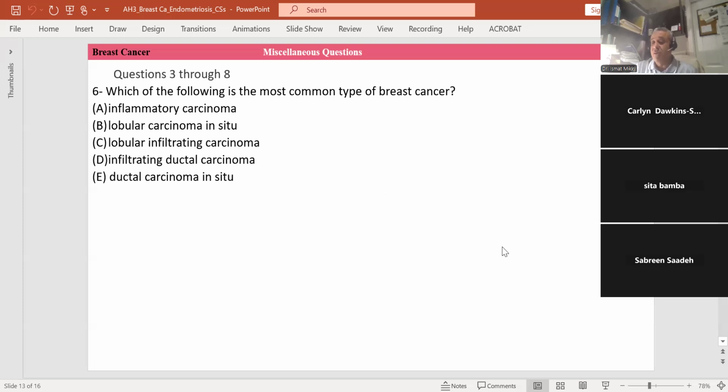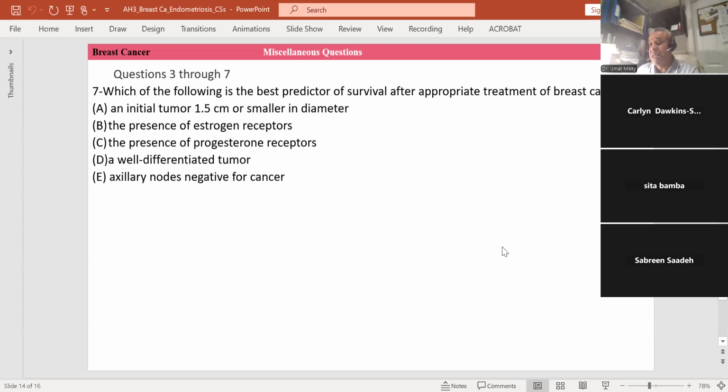Which of the following is the most common type of breast cancer? The most common type is the invasive one, which is the infiltrative one, the D type. It's the infiltrating ductal carcinoma, which accounts for about 65 up to 80% of all breast cancers. Infiltrating lobular carcinoma accounts for about 10 to 14%, and all others about 5% or less. So D, infiltrating ductal carcinoma, accounts for 65 to 80% of all breast cancers.